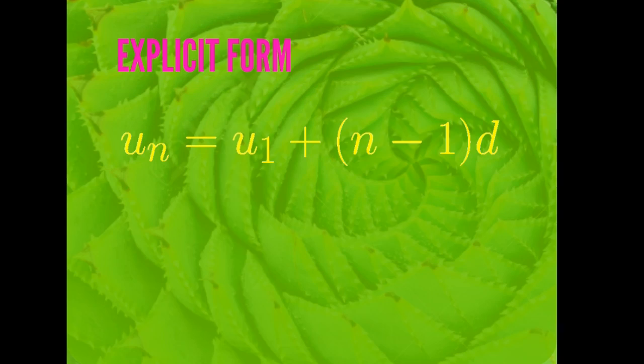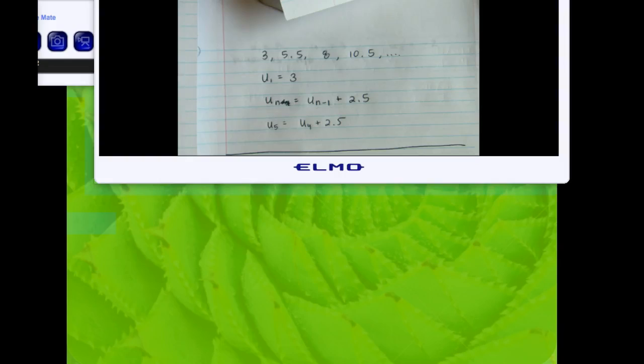So we're going to talk today about the explicit form and how to find it, how to use it. So the explicit form is this formula. U sub n, so any term, is equal to u sub 1, my first term, plus n minus 1 times the difference, where n is the term number that's over here. So if I were to find the 10th term, so u sub 10, then my n value here would be 10.